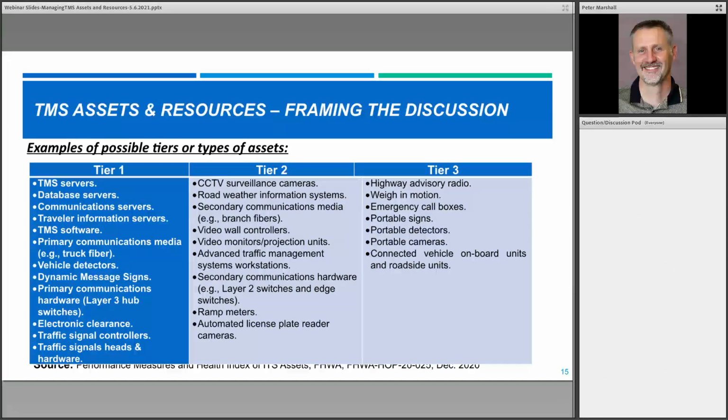This slide is an example of what we mean by classifying assets into tiers or types. This is just an example, so it might not match what your agency would do, but assets might be classified based on a variety of factors such as criticality, maintenance needs, overall life cycle cost, difficulty to replace, or your own specific agency goals and objectives. And we'll hear more about that from Dan in the next session.